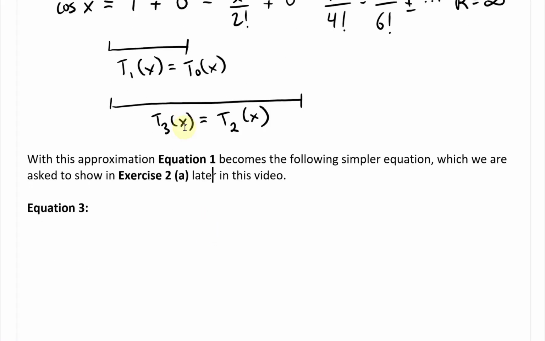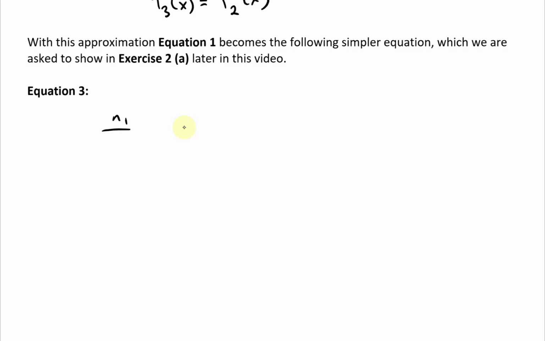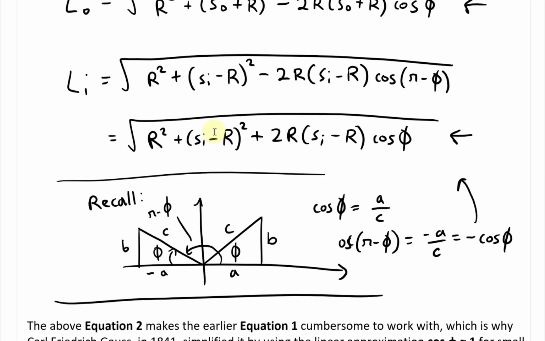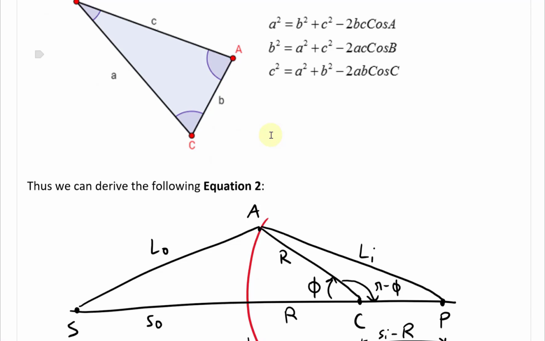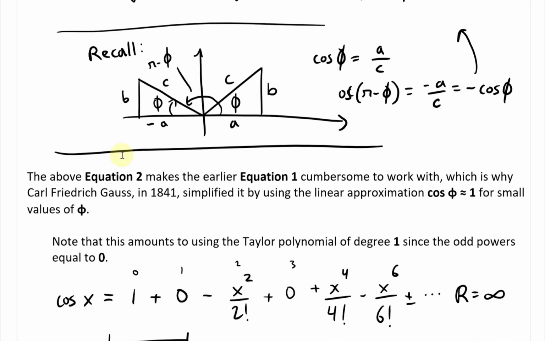Basically what happens is when you plug in this estimation, we get n1 over s0 plus n2 over si equals n2 minus n1 over r, so much simpler than before. So that's what we get, and this is much simpler than equation 1 over here. We don't get the same left side, because it has different terms. So we get rid of all of these l's and we just get a simpler function. It's much simpler to deal with, and you don't need to work with these giant formulas.